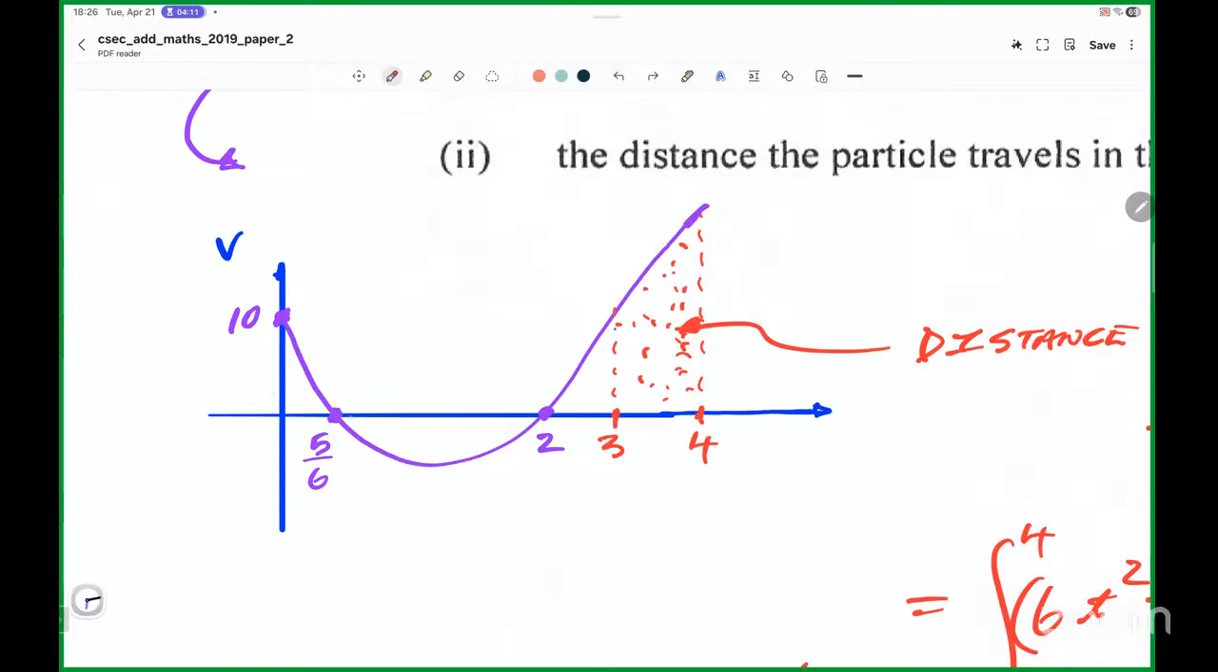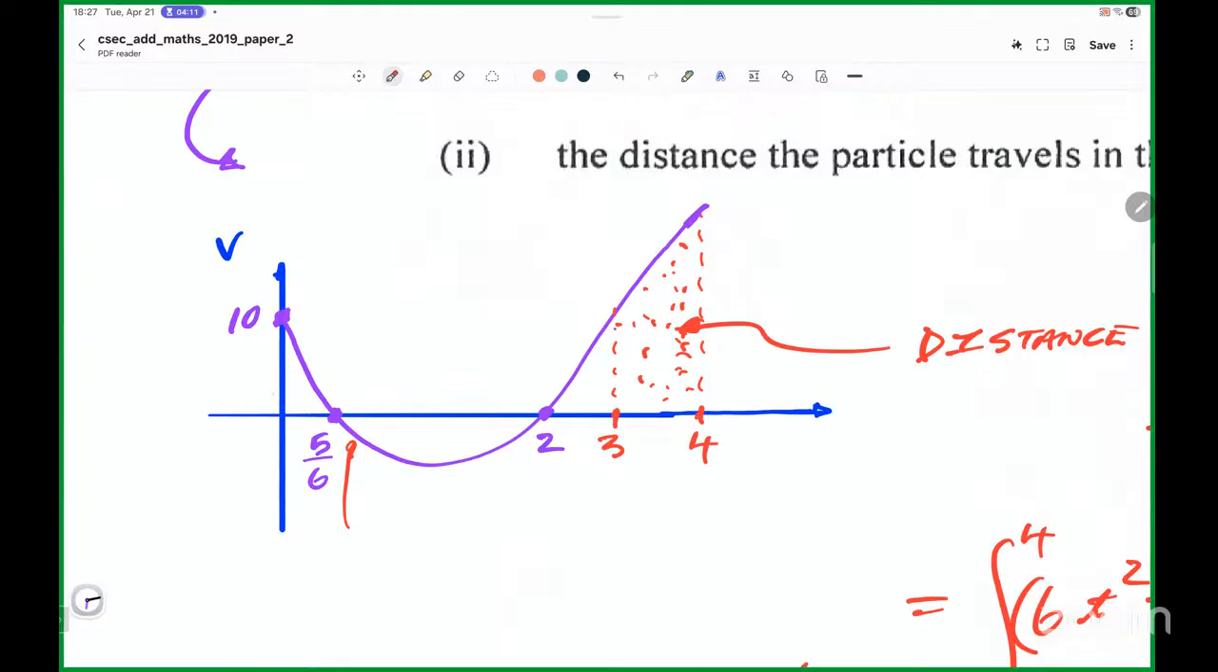What happens at this point? It stops instantaneously to turn, because the velocity becomes negative. So it goes forward, slows down, stops instantaneously and turns. What is happening in this segment of the graph? It's speeding up in the opposite direction. So here it is going forward and slowing down, it stops instantaneously, then speeds up. In this segment, it's speeding up in the opposite direction. What is the gradient of this segment?